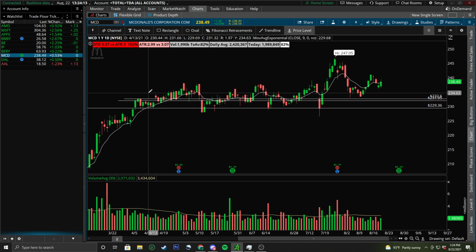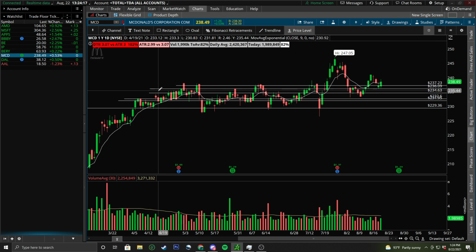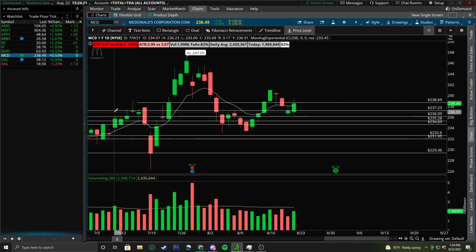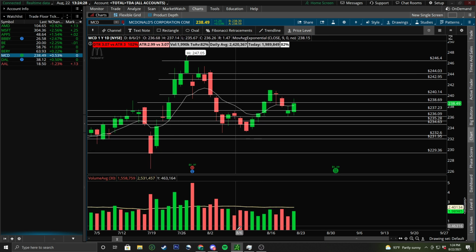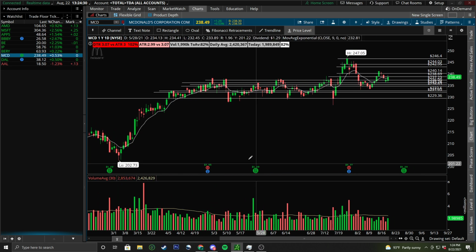Emerging candle, emerging, another emerging. Common level of resistance, emerging, gap range, emerging. We got it all. Awesome. All right, so what do we have here?